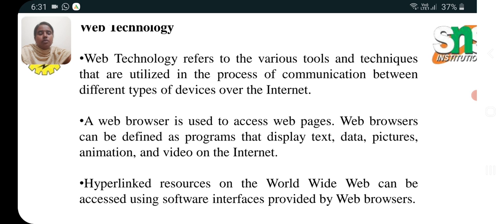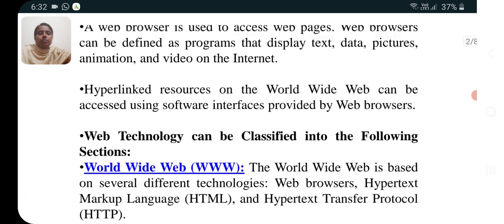A web browser is used to access web pages. Web browsers can be defined as programs that display text, data, pictures, animation, video, etc. on the internet. Hyperlinked resources on the World Wide Web can be accessed using software interfaces provided by the web browsers.